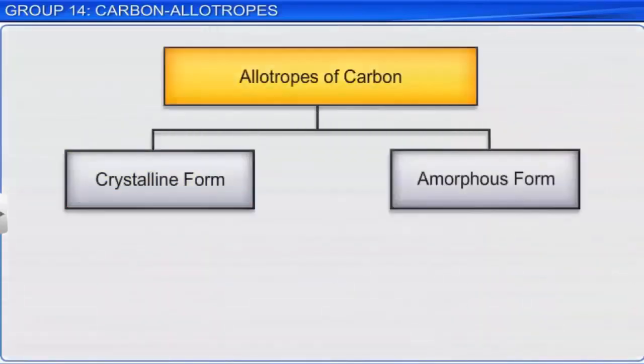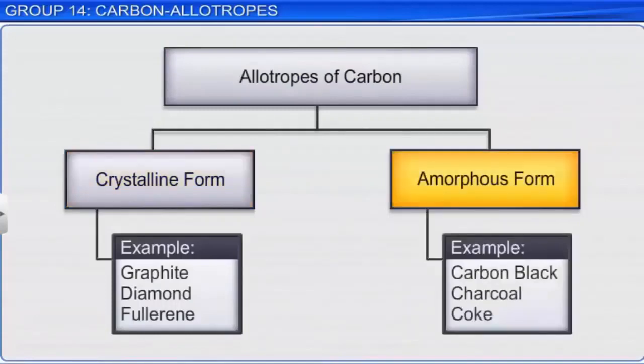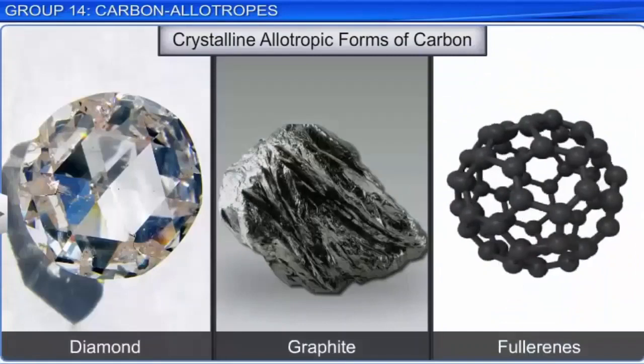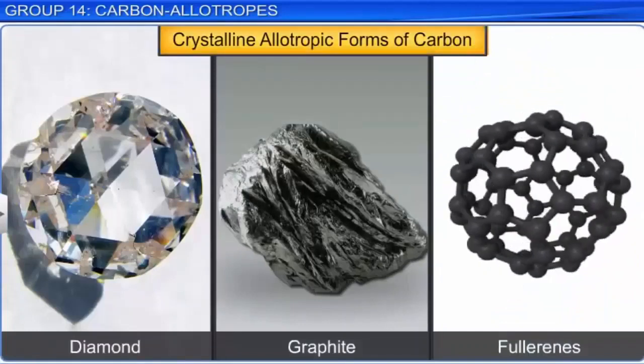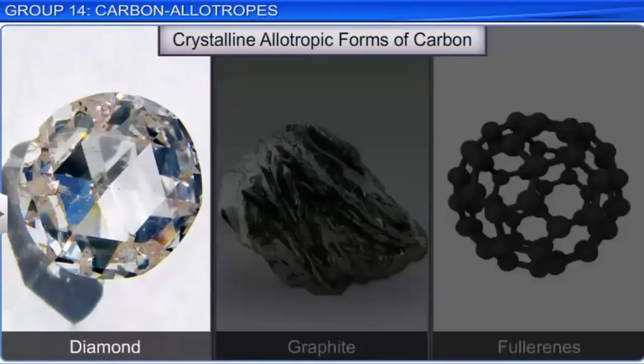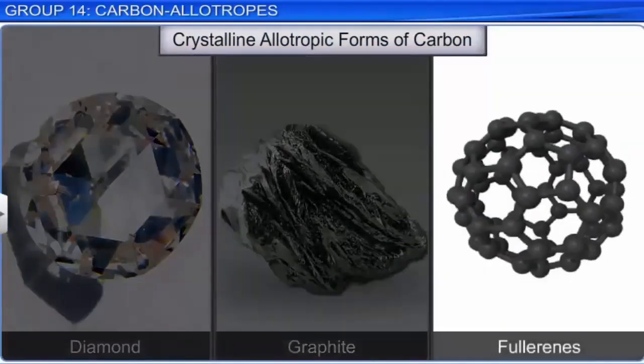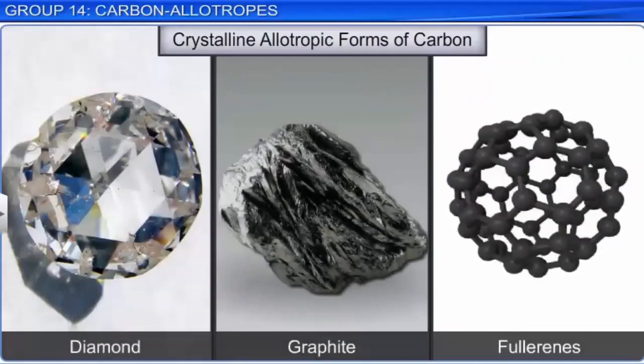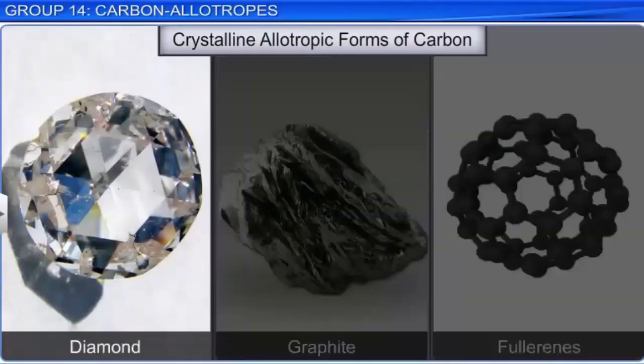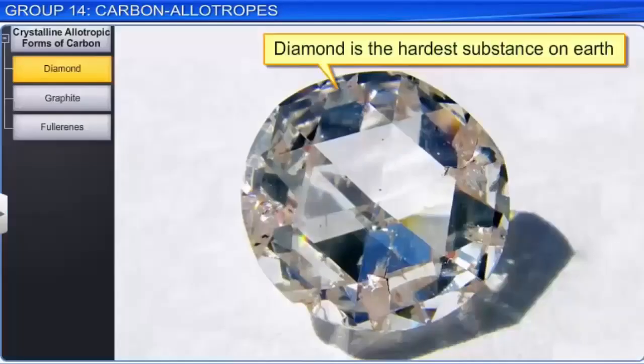Carbon exists in both crystalline as well as the amorphous forms. There are three important crystalline allotropic forms of carbon: diamond, graphite, and fullerenes. Diamond, the first allotrope of carbon, is the hardest substance on Earth.